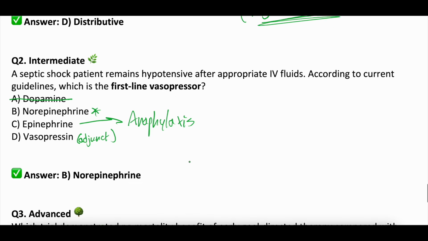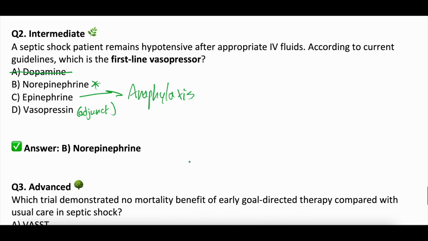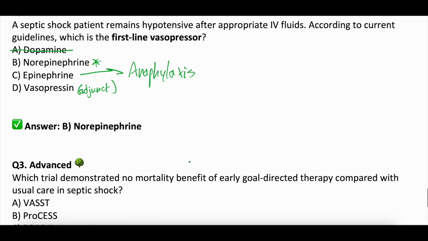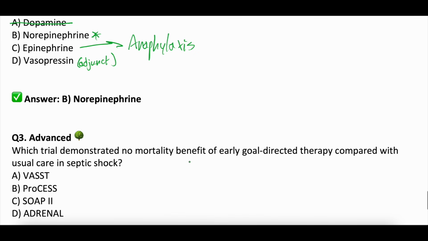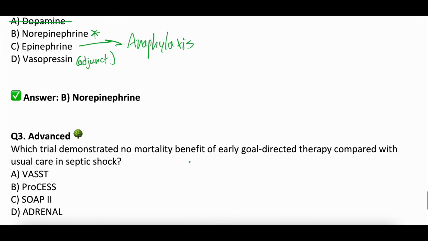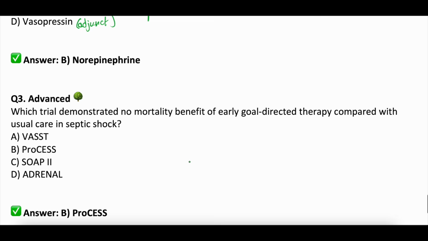All right, last question, and then everyone can go on enjoying their day and just crushing distributive shock management. Oh, we spaced out that we put the advanced one as something based on trials, which we then brushed through. But that's okay, still good learning here. Which trial demonstrated no mortality benefit of early goal-directed therapy compared with usual care in septic shock? A, VASST, B, PROCCSS, C, SOAP2, or D, ADRENAL? The correct answer is B, PROCCSS, right?